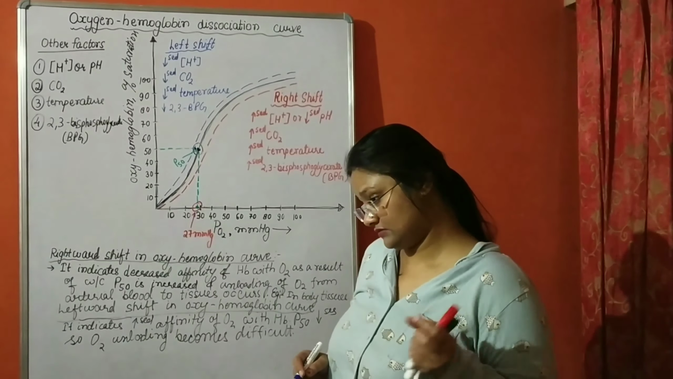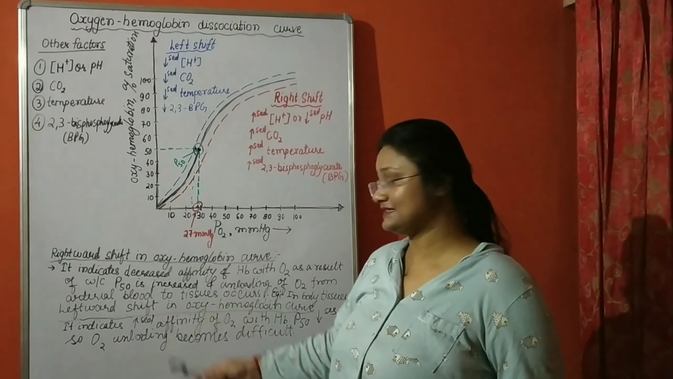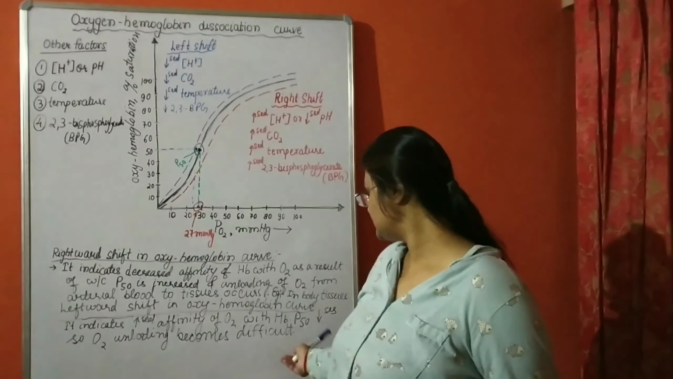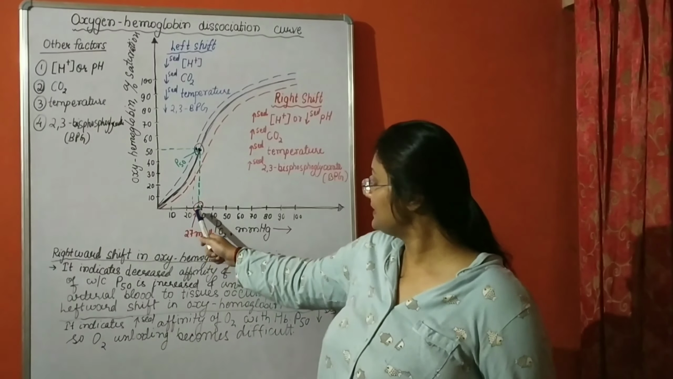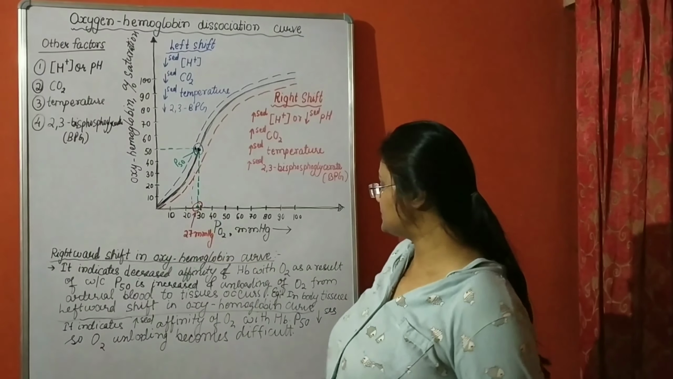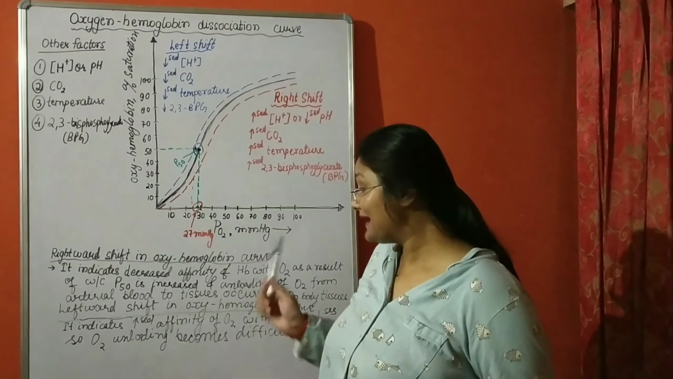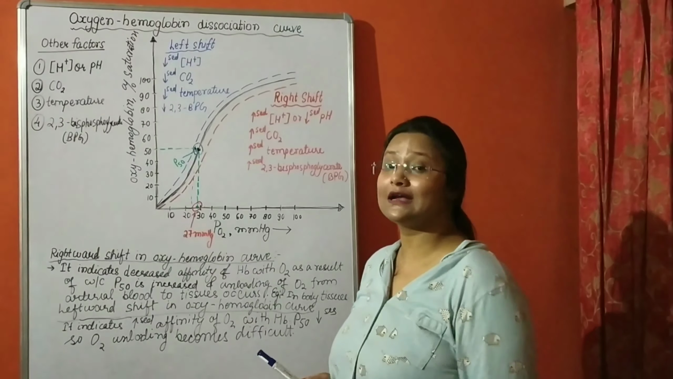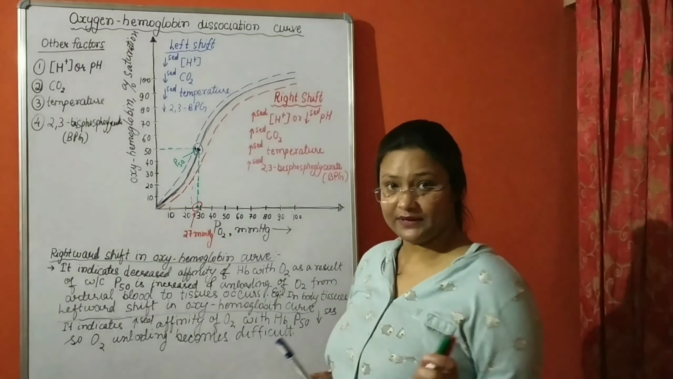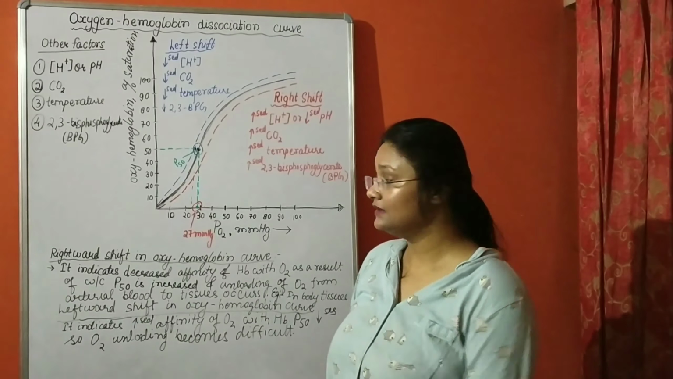So if we check it over here, it will be somewhere here, like at around 25 mmHg. That means value of P50 has decreased. Like earlier it was 27 mmHg. Now it will be around 25 or 23 mmHg. So the value has decreased. So at this point of time, O2 will not leave the hemoglobin, and it will be bound very well with the hemoglobin.